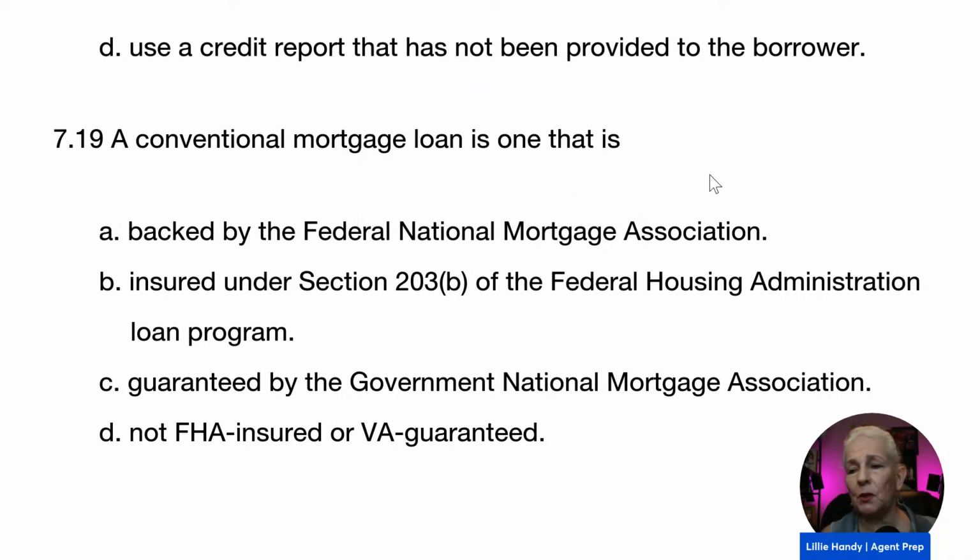Okay, number 19. A conventional mortgage loan is one that is what? A, backed by the Federal National Mortgage Association. B, insured under Section 203B of the Federal Housing Administration FHA loan program. C, guaranteed by the Government National Mortgage Association. Or D, not FHA insured or VA guaranteed. What kind of a loan is it? Conventional mortgage.